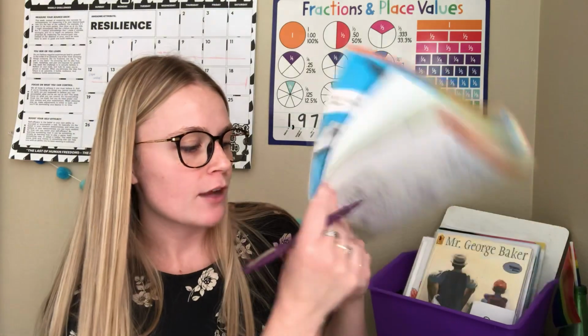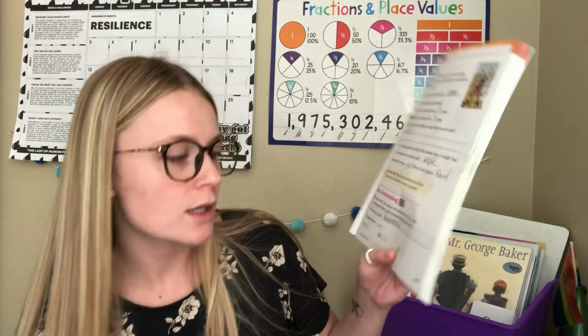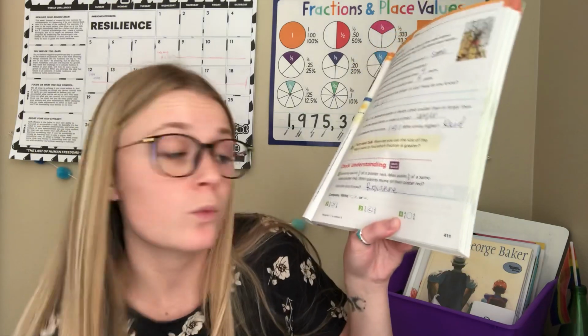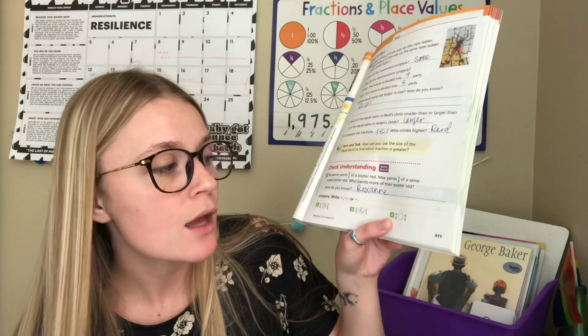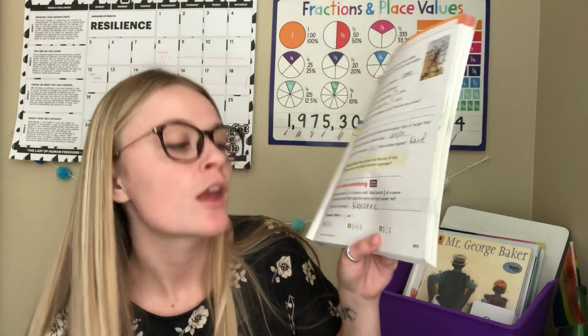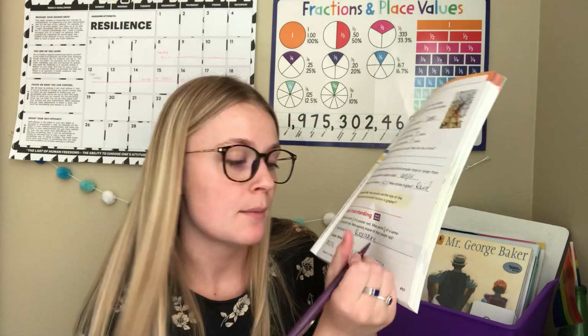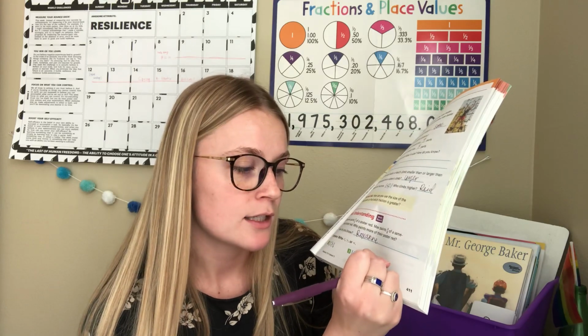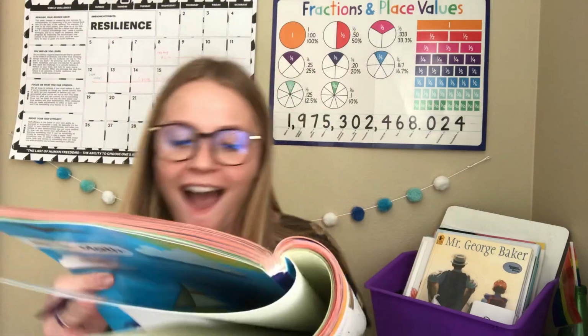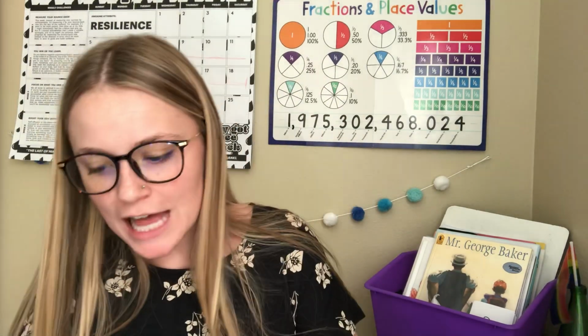Number 4, 4/6 and 4/4. What is greater? Or what symbol do I put in? Well, dividing into 6 equal parts or 4 equal parts. 4 equal parts is going to give me more space. So 4/6 is less than 4/4. Okay, we're cruising through. Last page.